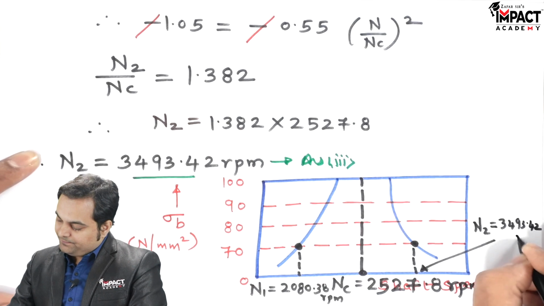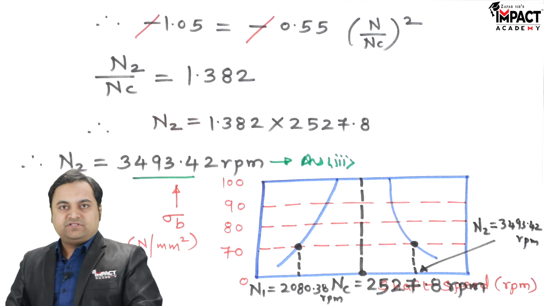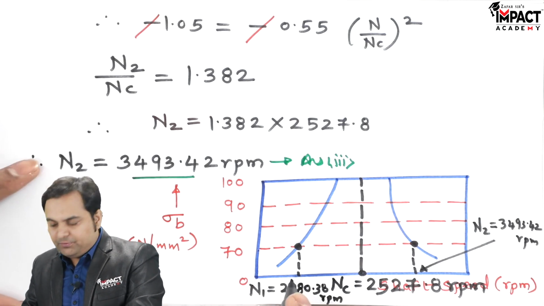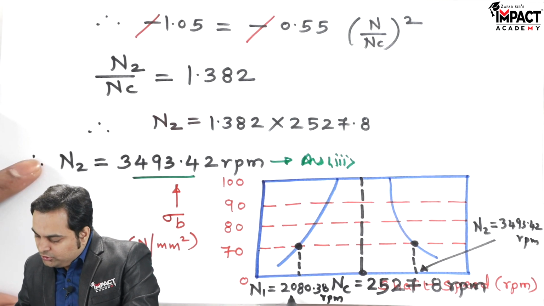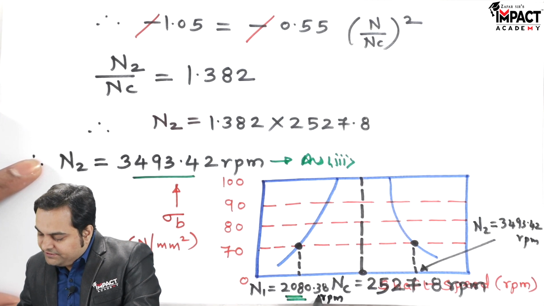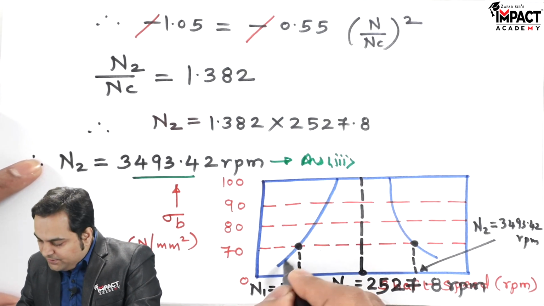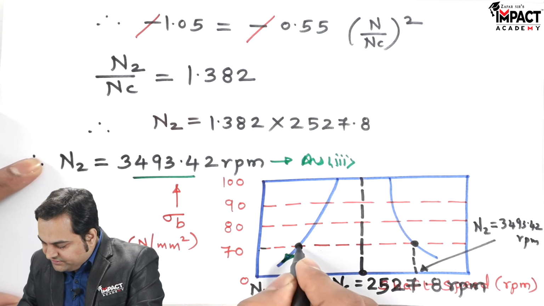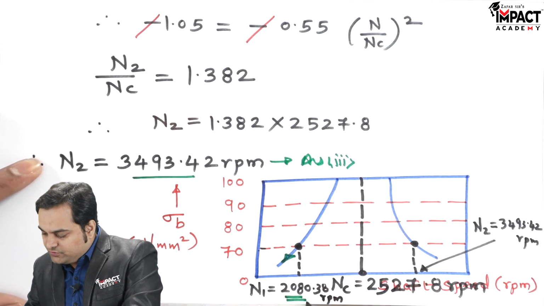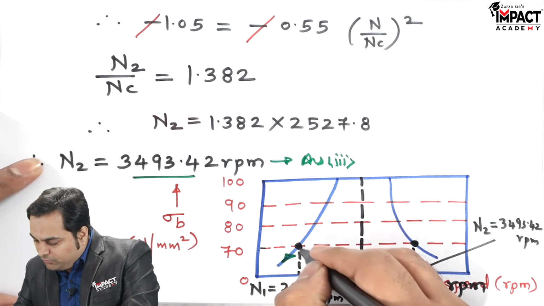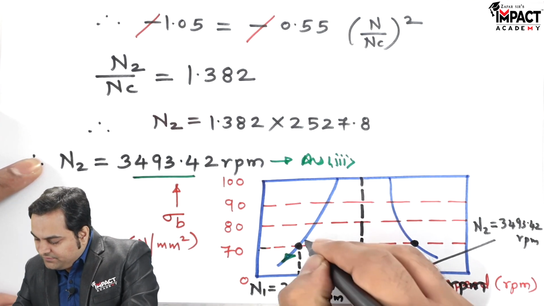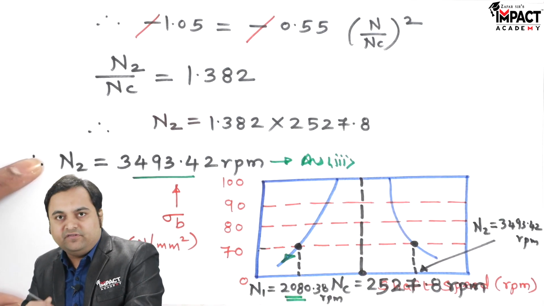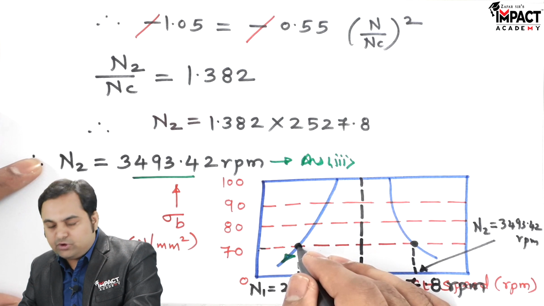3493.42 rpm. Now what is the meaning of this graph is that the shaft should be operated at a speed of 2080.38 rpm and below, because here the graph is dropping. We can see the stress is 70 up to this limit where the speed is 2080.38 rpm, but the moment we increase the speed, then the stress would go on increasing, and the permissible stress is only up to 70. So the stress should not cross this value.